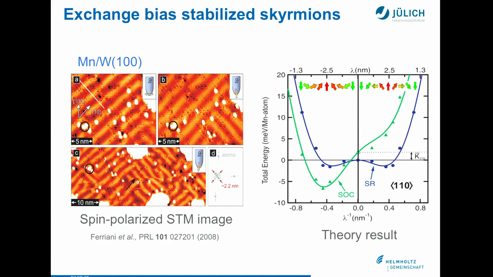Here I give you an example. This is manganese on tungsten, and the experimentalists tell you that you have this wavy pattern here, and this wavy pattern might be a result of a spin spiral. This gives you the idea that you have maybe a Dzyaloshinskii-Moriya interaction, which is very strong. The Dzyaloshinskii-Moriya interaction wants to have a chiral symmetry breaking. It doesn't want to have a ferromagnetic state. Then mathematics tells you if you have a Dzyaloshinskii-Moriya interaction, then there exists a magnetic B field such that you will form a skyrmion.